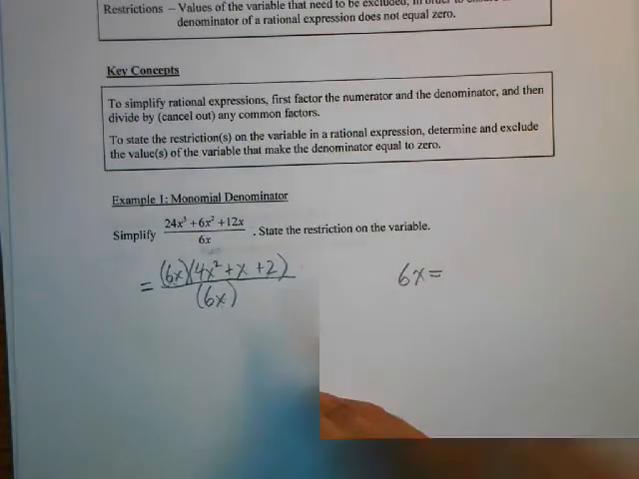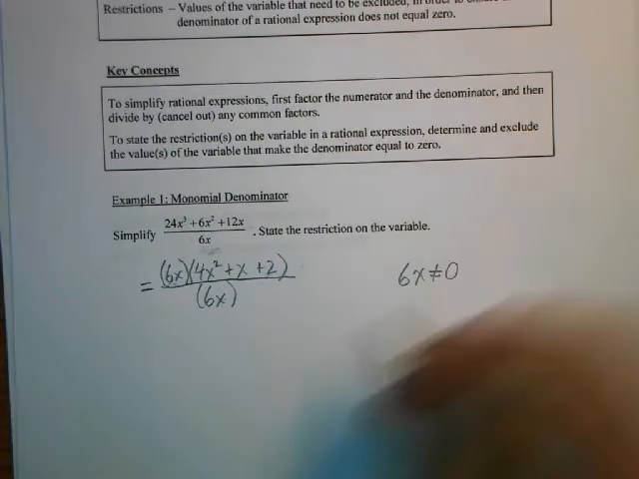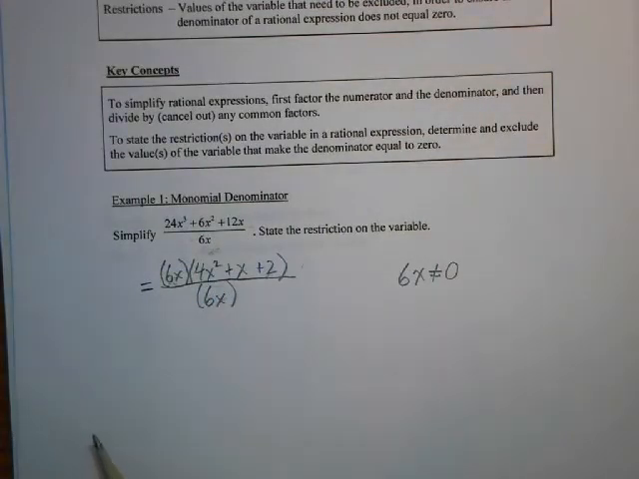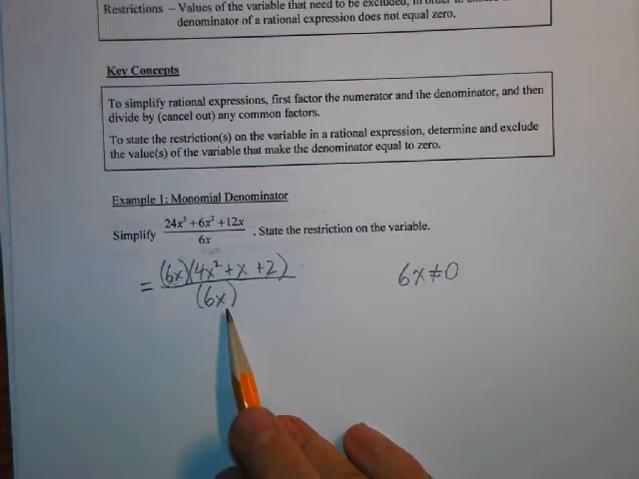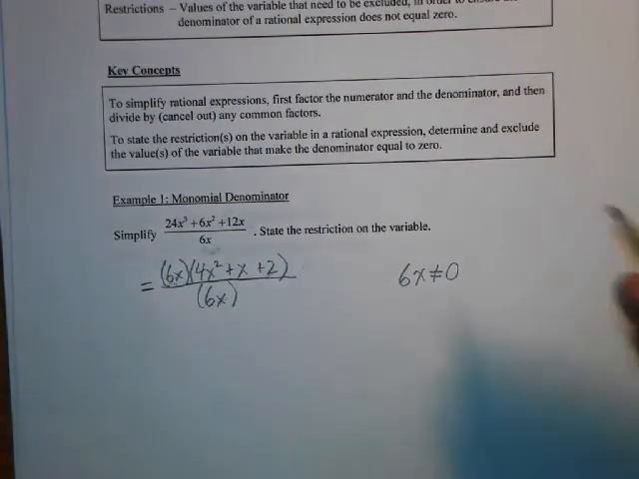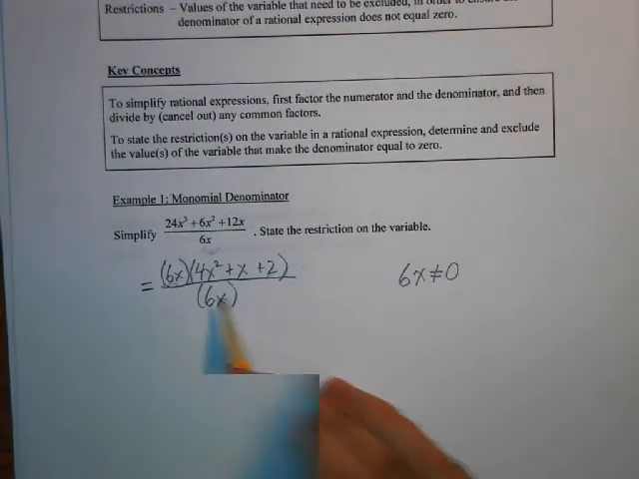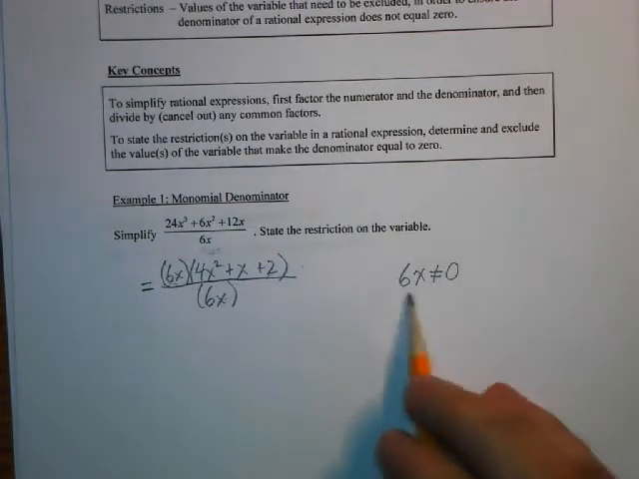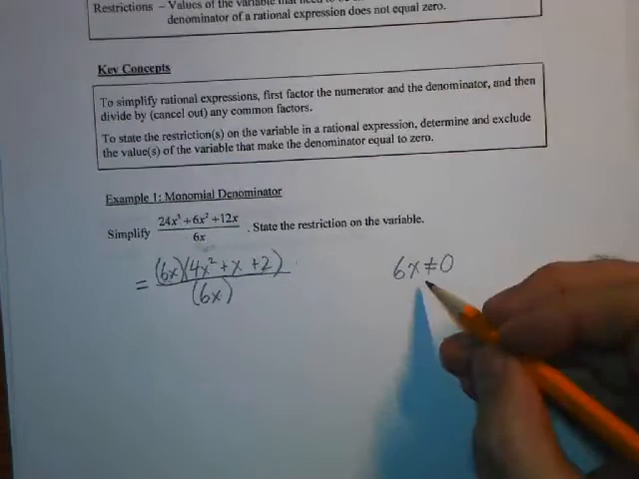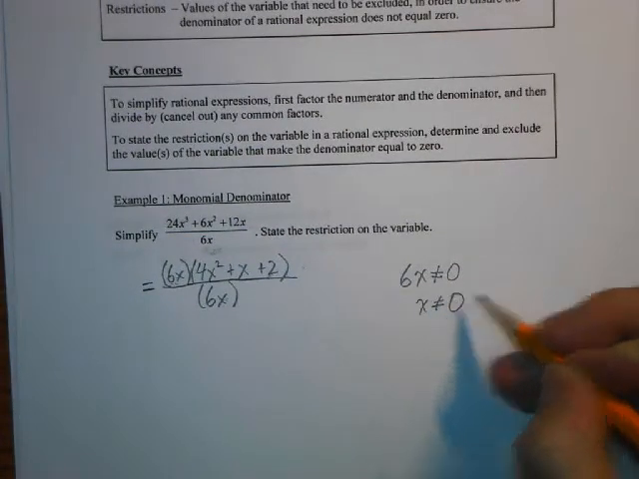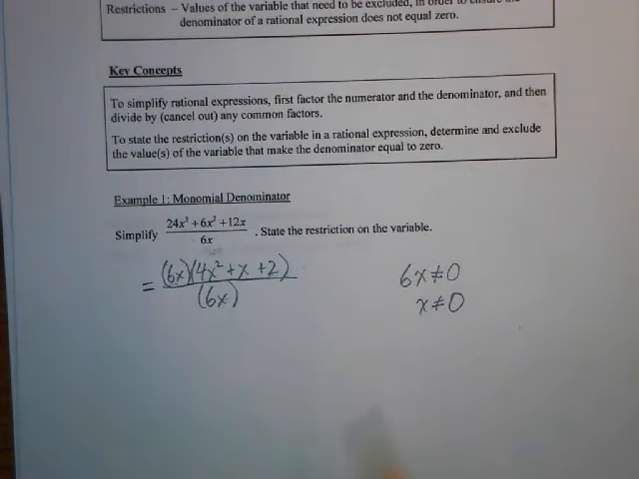So 6x cannot equal 0. 6x is the only factor here. If 6x was 0, we'd have a big problem. So instead of saying 6x equals 0, like we would if we were trying to solve quadratics in the past or any type of factorable expression, I'm setting this not equal to 0 because this is a restriction. Okay. Now I can divide both sides by 6 and I still get x not equal to 0. So that is my restriction.